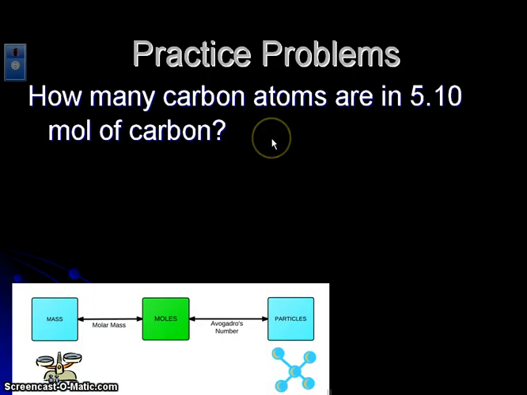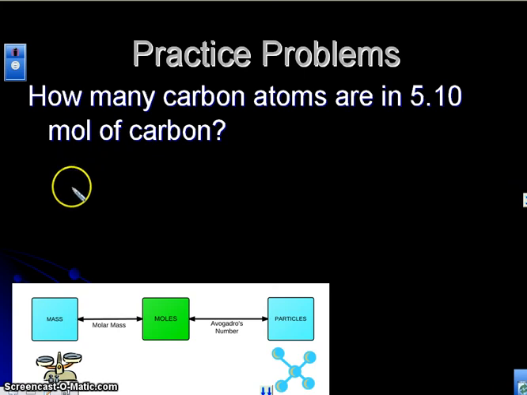So here's a practice problem. The problem is asking us how many carbon atoms are in 5.10 moles of carbon. So if you look at our flow chart, we've got the number of moles of carbon, 5.10, and it's asking us how many carbon atoms. So that is a particle. So we're going to use Avogadro's number to go between the number of moles of carbon and the number of particles or atoms of carbon. And so we're going to set that up.